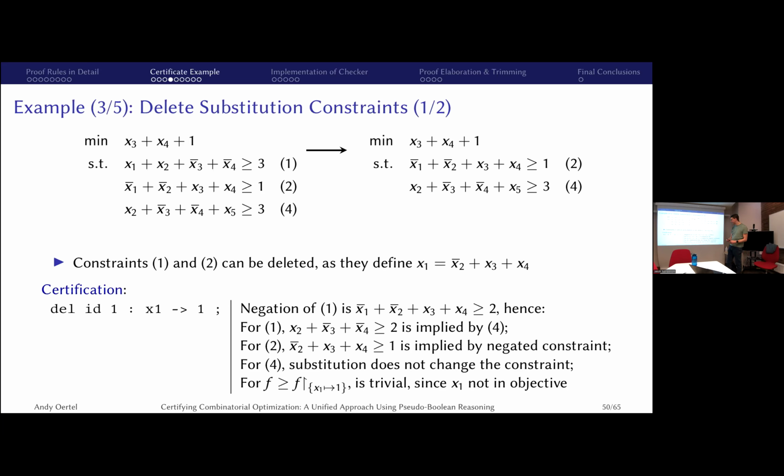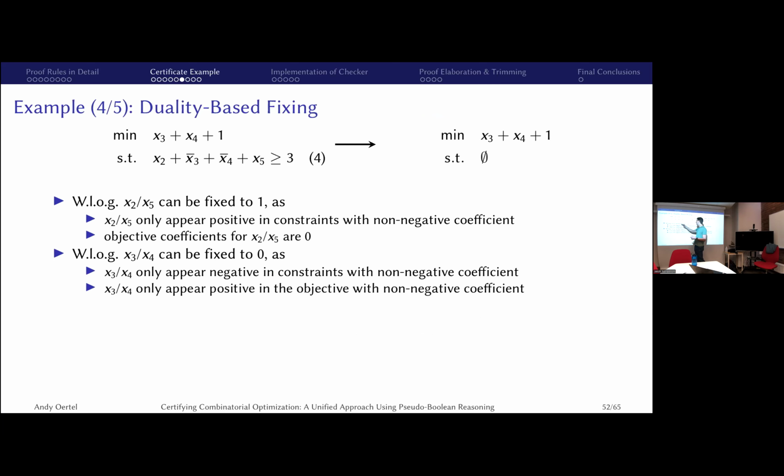The next step, we do duality-based fixing, because now we can look at our constraints and our objective, and we can see that x2 and x5 can be fixed to 1, as this just satisfies the constraint more, and both variables appear with coefficient 0 in the objective, so setting them to 1 doesn't make our objective worse. And again, for similar reasons, we can set x3 and x4 to 0, because that only helps us to satisfy this constraint. And they appear in the objective, but setting them to 0 is the best case we can do.